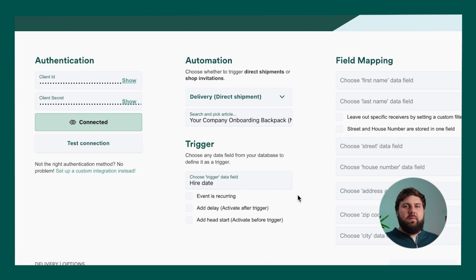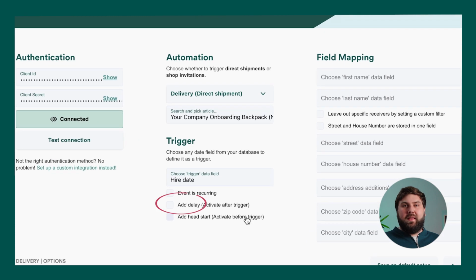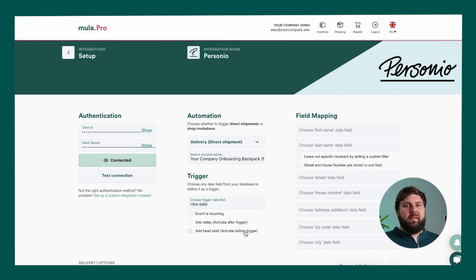Now you will need to define whether the event is recurring or should only be executed once. If you choose recurring, the delivery would be repeated every year, for example on a birthday, as long as this automation is running. Otherwise, the delivery will only be carried out one time in your next onboarding event. The next two settings will either delay or bring forward the delivery date. Bringing forward the delivery is useful, for example, if you have someone starting abroad and you want to make sure the delivery arrives for the trigger event, as international deliveries can take longer.